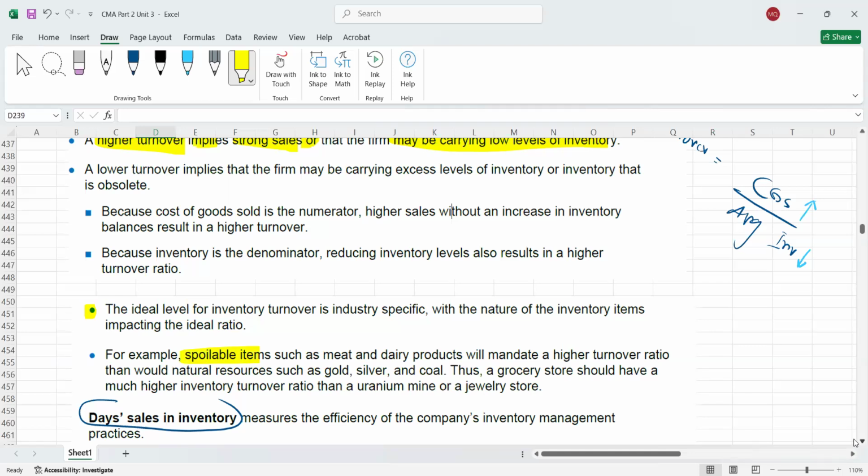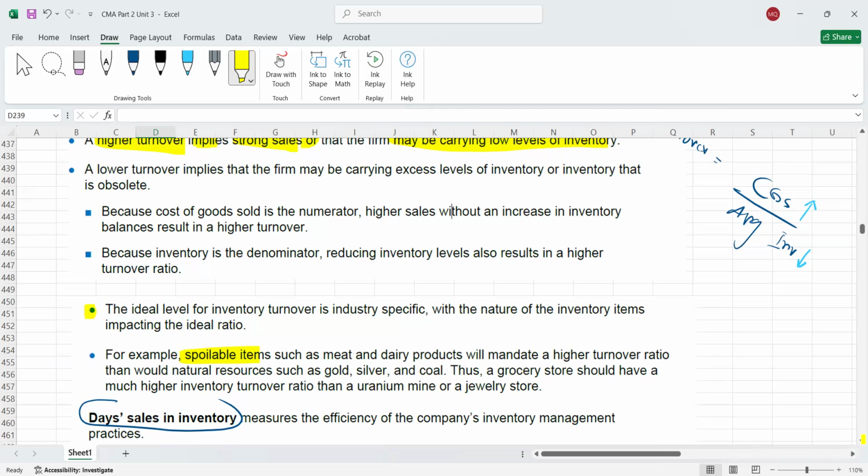Okay, if this is your business, then a high turnover ratio is definitely desired and it should be higher also, because if you're not selling your inventory quickly, these products will be spoiled. Okay, it will definitely be out of use, right? You can't use it. It will perish. That's why it depends upon the nature of business.